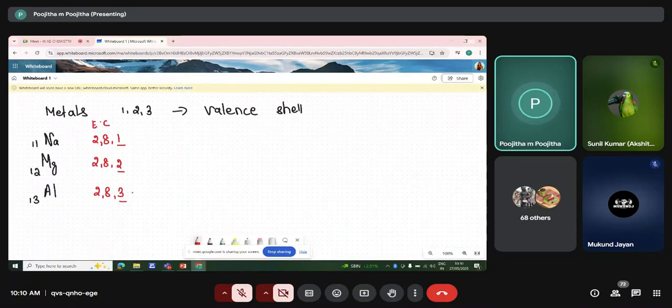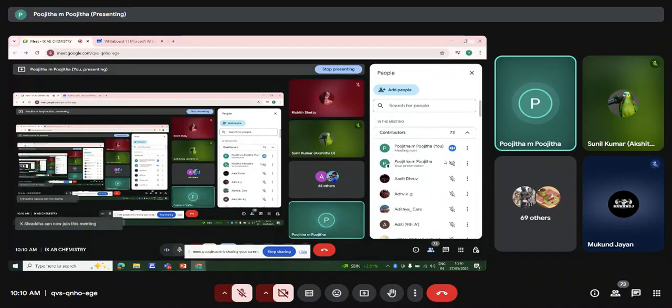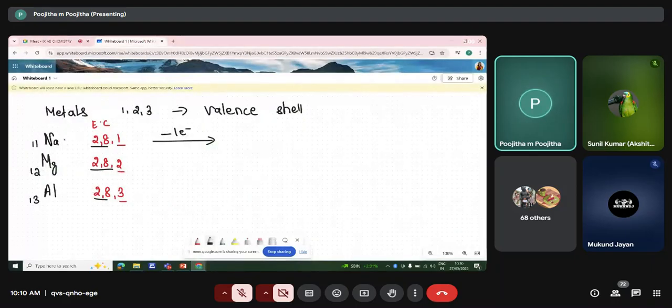When any element has 1, 2, or 3 electrons in its outermost shell, it has a tendency to lose electron. Why will it lose electron? So that it can acquire stability. It can attain stability by acquiring the nearest noble gas configuration. So sodium atom has a tendency to lose one electron.